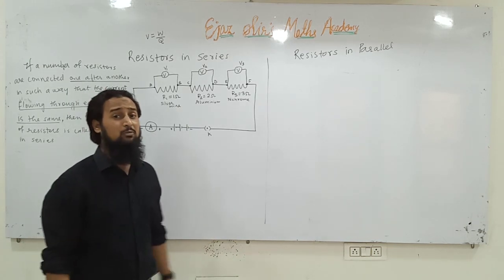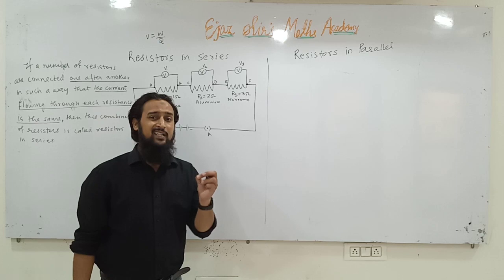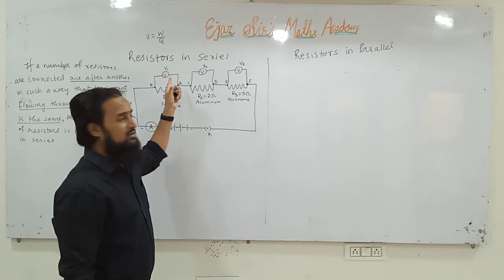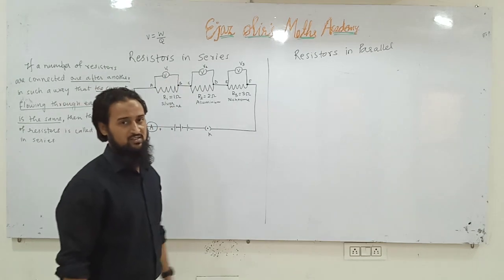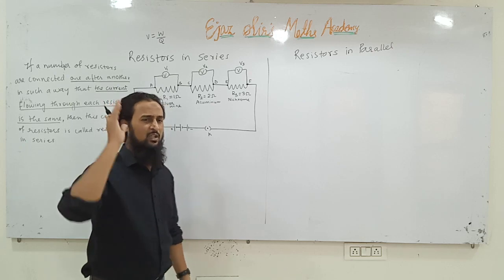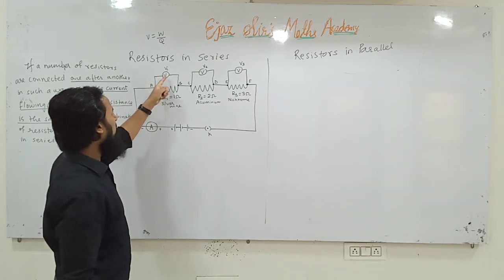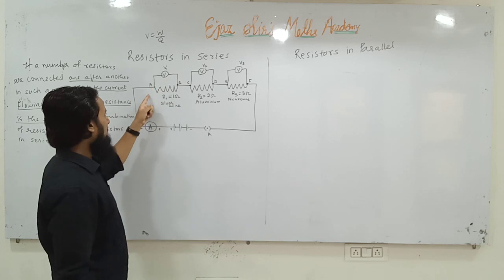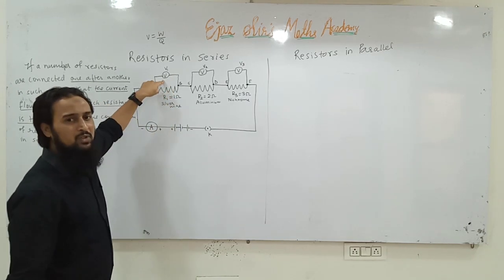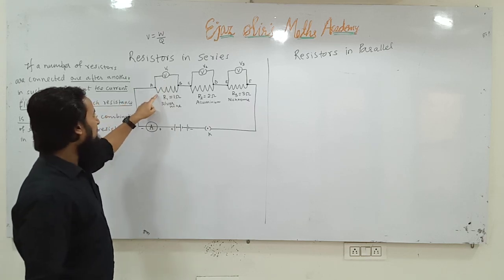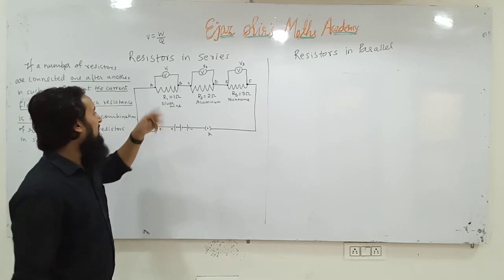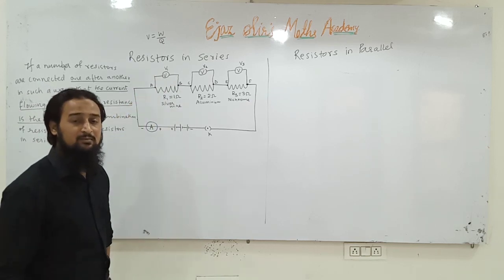Which is the best voltmeter in the world? The ideal voltmeter, the best voltmeter in the world, is that voltmeter which has infinite resistance, because it should not allow the current to flow through the voltmeter. The current should flow only through the resistor. If a voltmeter has minimum resistance, what will happen? The current, instead of flowing through the resistor, will flow through the voltmeter. And what is the use of connecting the resistor then?